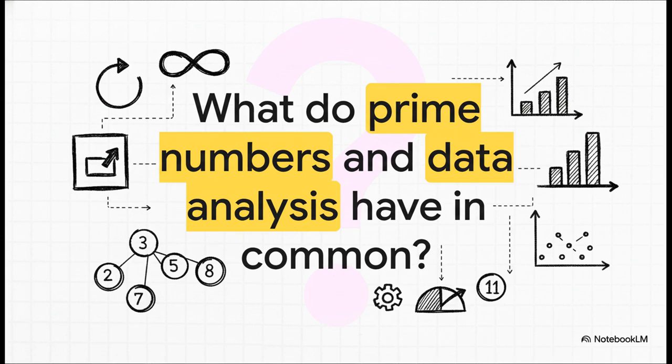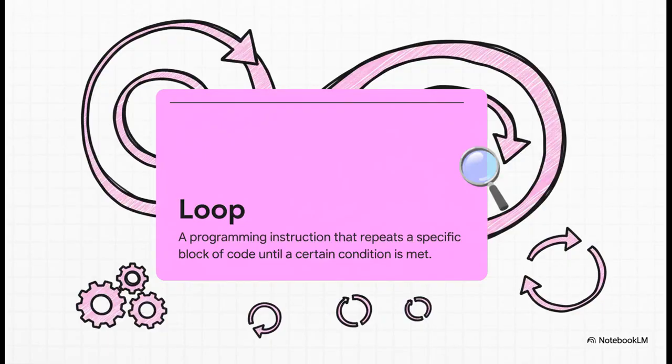So, what could possibly connect finding prime numbers, drawing little pyramids of stars, and analyzing a bunch of data? Yeah, I know, they sound like they have absolutely nothing to do with each other. But deep down, at their core, they all run on the exact same instruction, a single command that really unlocks a computer's true superpower: repetition. And that concept, it's the loop.